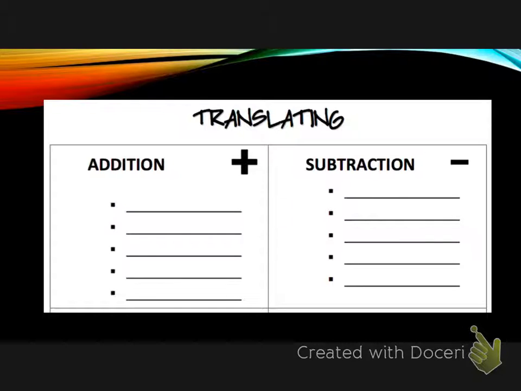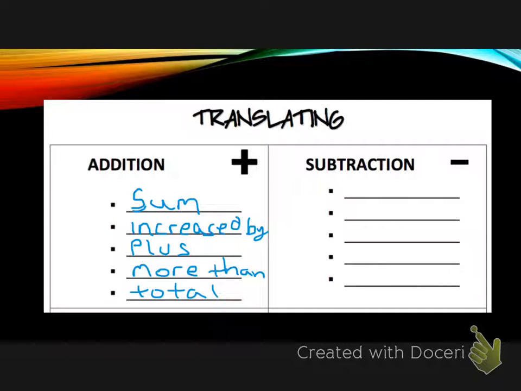This lesson is about translating and looking at some words that will give you a hint, as if it was reading it like in a word problem or something like that. You're going to be looking for key words that are telling you what operation you need to do. So like some of the key words that you're going to see here for addition: sum, increased by, plus, more than, and total.